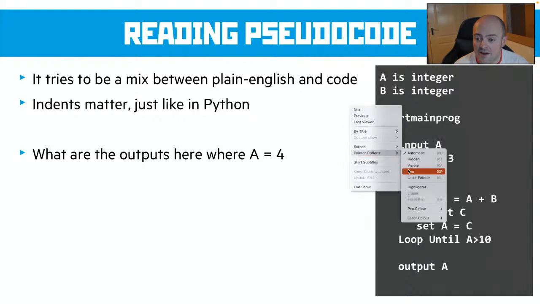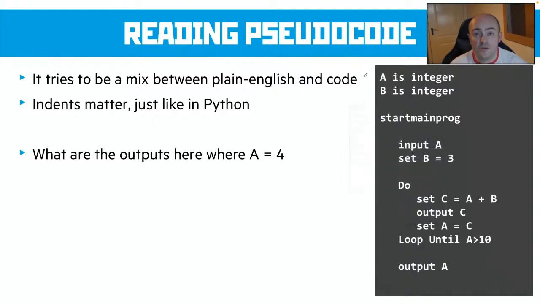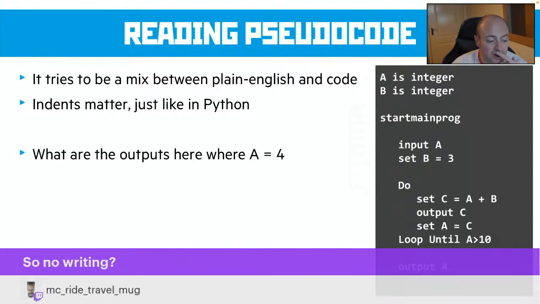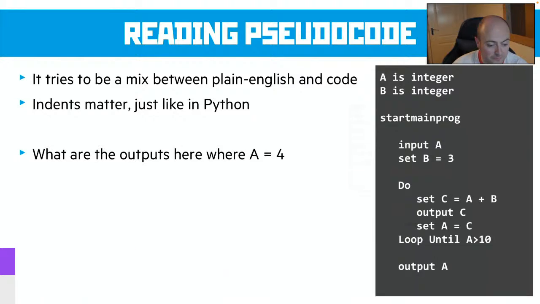Let me get my pen on. So the code says this: A is an integer. An integer is whole. It's a whole number. Quick question popped up. Sorry. No writing code, but they will be writing with a pen.